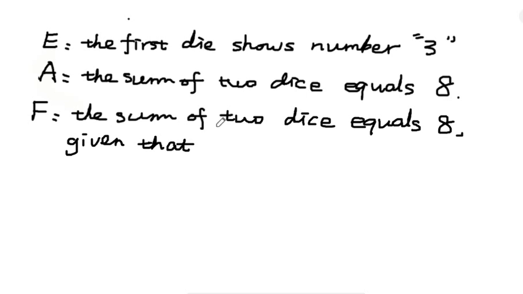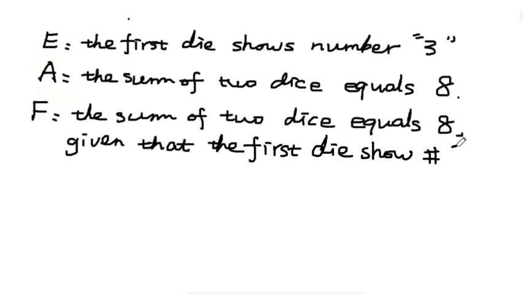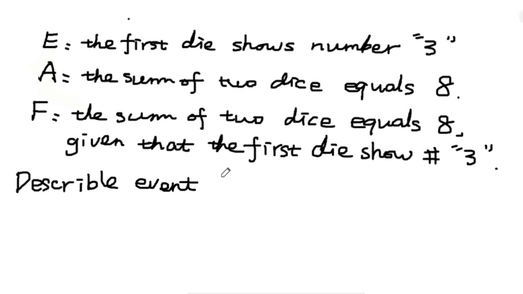the first die shows number 3. We know there are 5 ways for the sum of 2 dice to equal 8, right? But given that the first die shows number 3, actually you can describe event F. Describe the event F using event A and E. I can describe the event F with this notation.